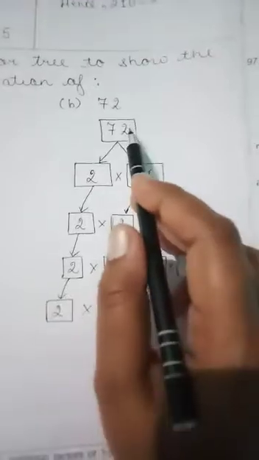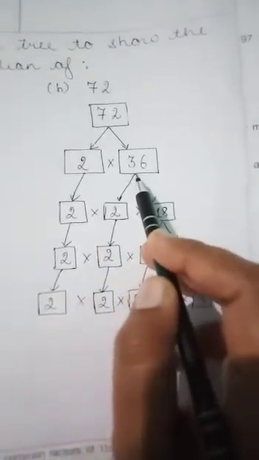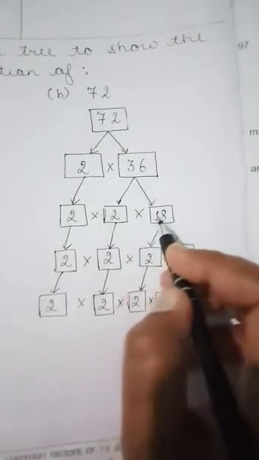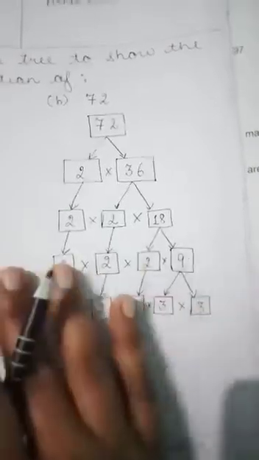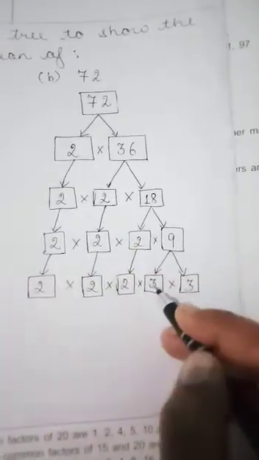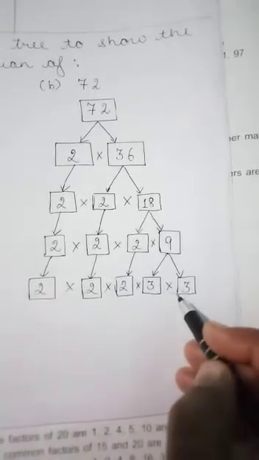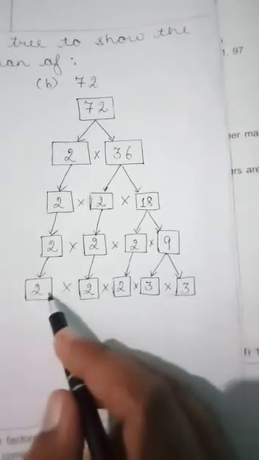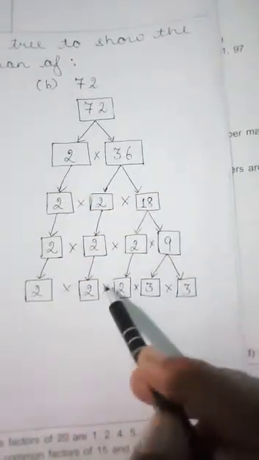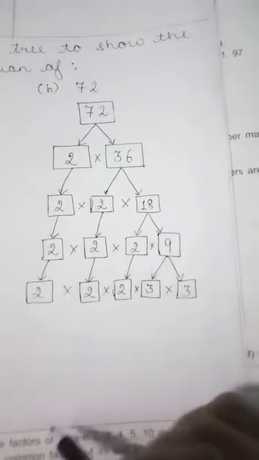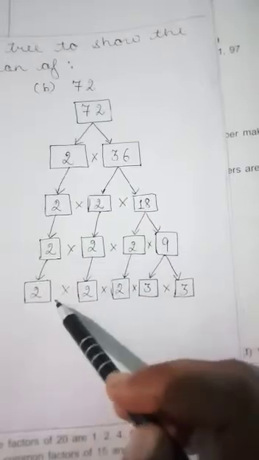Second question 72. You can write 72 as 2 into 36. 36 further you can break as 2 into 18. Then 18 further you can break as 2 into 9. 9 further you can break as 3 into 3. Here the numbers which we got in the last step are all prime numbers. So prime factorization of 72 is 2 into 2 into 2 into 3 into 3. This 2 you will continue writing down till the last step.